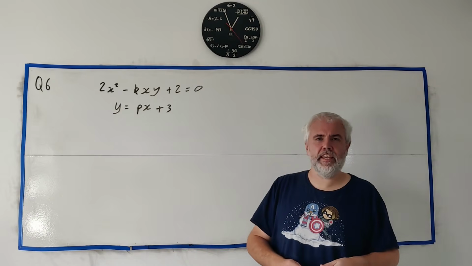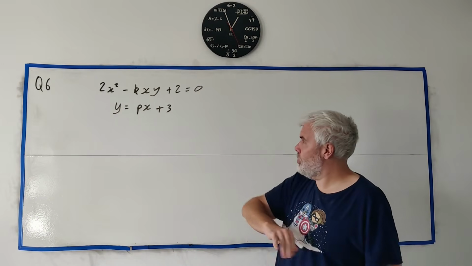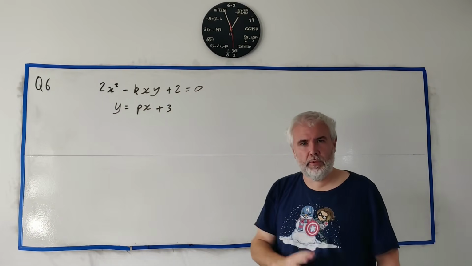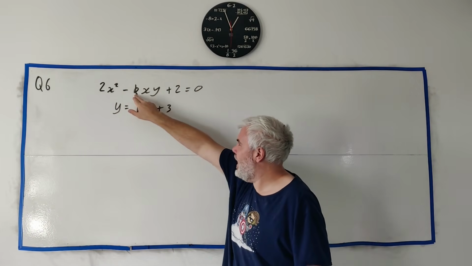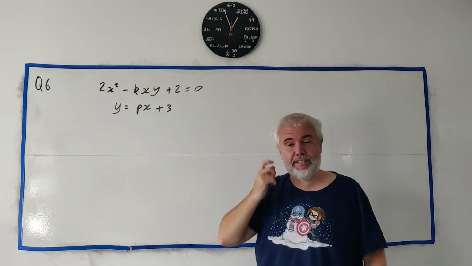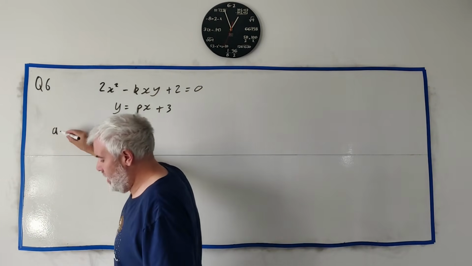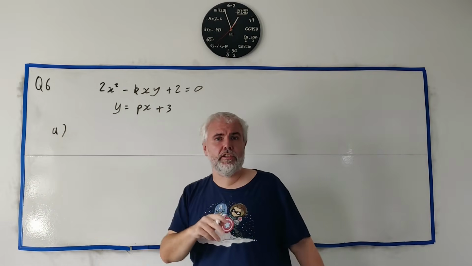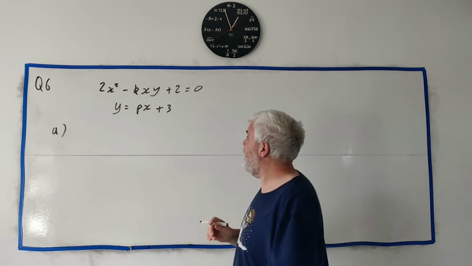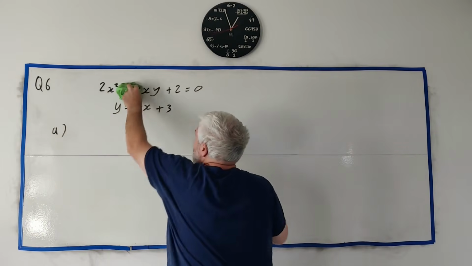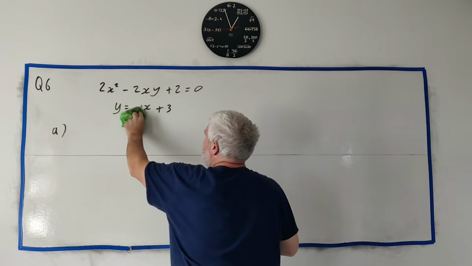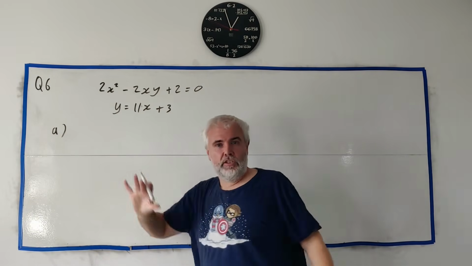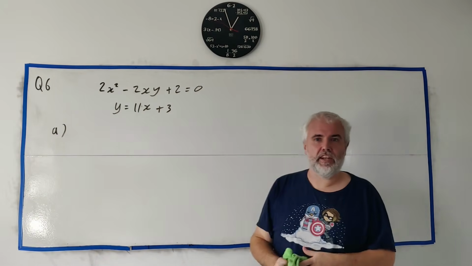In question 6, they give us two equations. One, an equation of a curve, and another equation of a line. But they're both missing some information. K is missing here and P is missing here. In part A of the question, they tell us K and P. They tell us K is actually 2 and P is, what's that? It's 11. So we can put that in. They'll change it again in a moment.